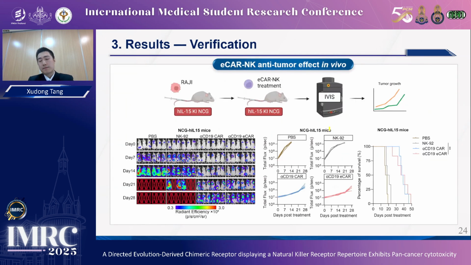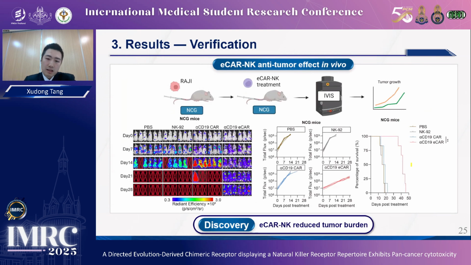Okay, and as for the in vivo experiments, we successfully established NCG and NCG-15 mouse models. As for the in vivo imaging system, we found that in the cytokine sufficient condition, both FSC90 CAR and ECAR can restrain the tumor growth.